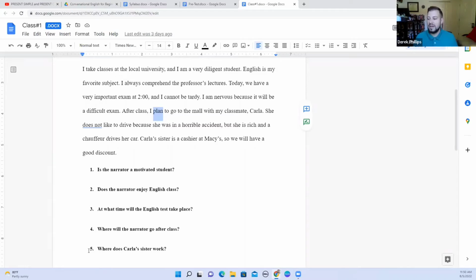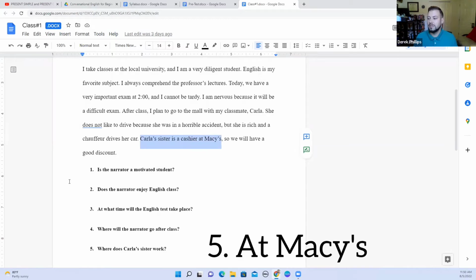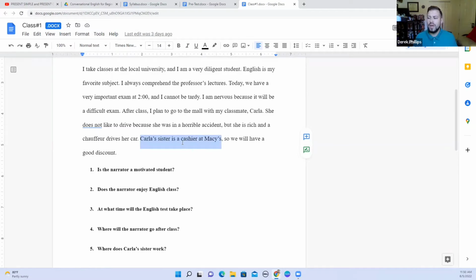And number 5, where does Carla's sister work? Well, Carla's sister is a cashier at Macy's. We know that a word like cashier, again, from a Romance language background, is similar to cajero, cajera, for example. Look for those similarities. Focus on the positive.